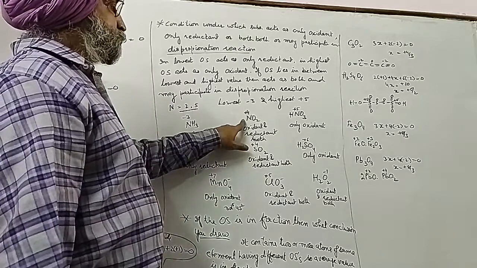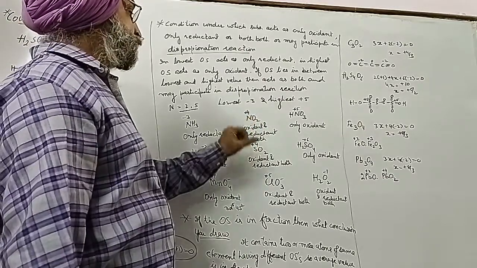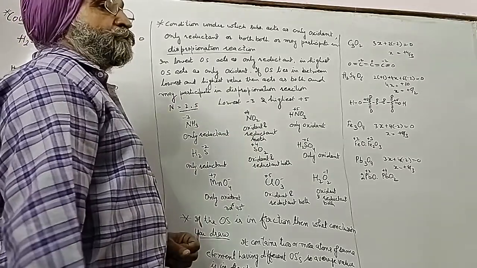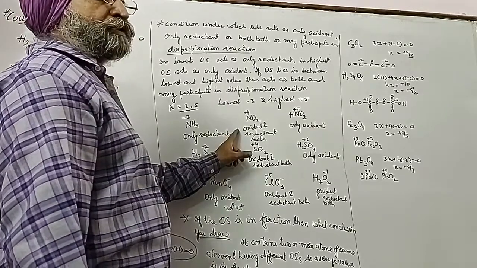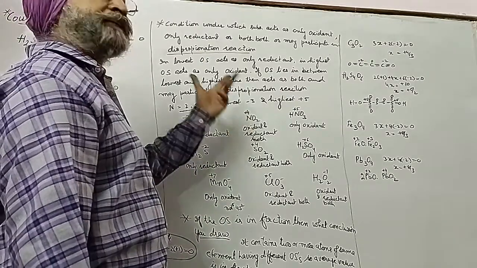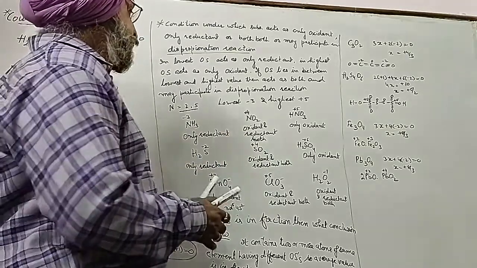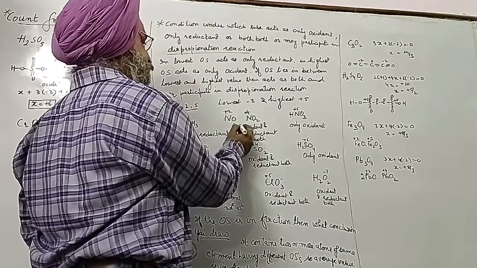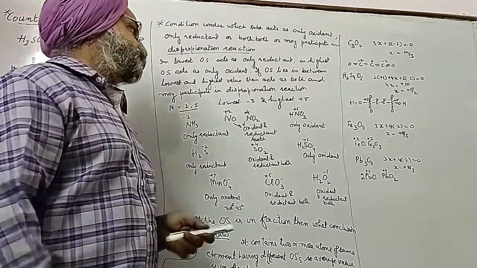In NO2, X minus 4 equal to 0, X is equal to plus 4. It will participate as both oxidant and reductant. It will participate in disproportionation reactions, which depends on another component. And if it is alone, then it will participate in both. Similarly, NO will also participate in both oxidation reduction and disproportionation reactions.